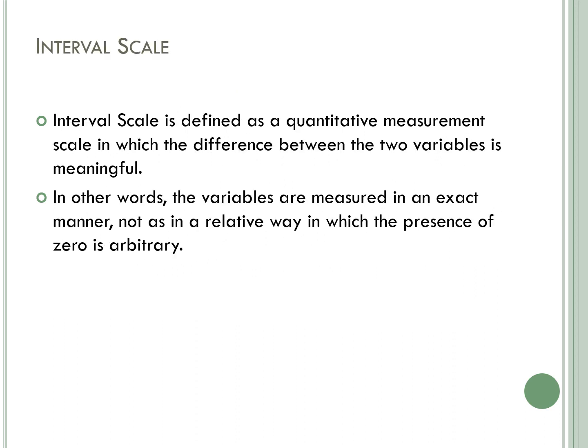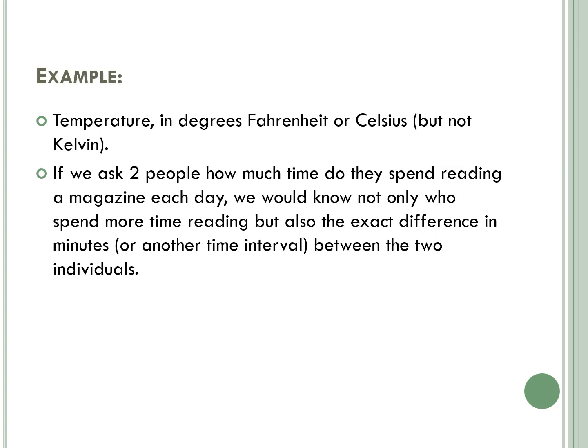So next is the interval scale. The interval scale is defined as a quantitative measurement scale in which the difference between two variables is meaningful. In other words, the variables are measured in an exact manner, not in a relative way, and the presence of zero is arbitrary. For example, temperature in degrees Fahrenheit or Celsius, but not Kelvin, comes under the interval scaling.